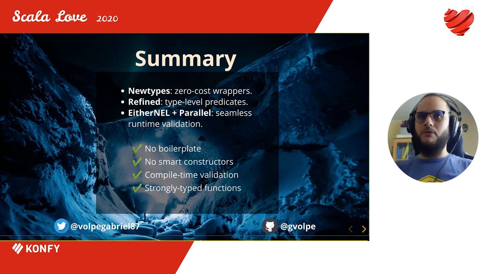So we remove the boilerplate, the smart constructors. Whenever we know the values at compile time, then we get compile time validation. So the final result is we get strongly typed functions. There are no more stringly typed functions around. And I think this is awesome. We all should aim for this. So I hope I convinced you this is a good way to do validation and to have very strongly typed functions. So that's all I had to say.